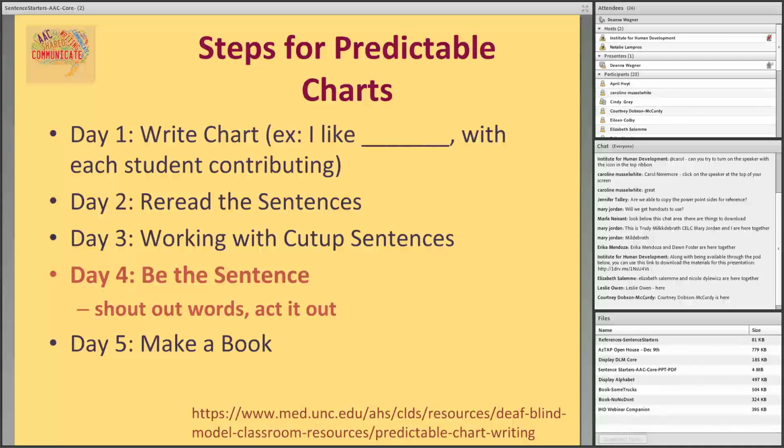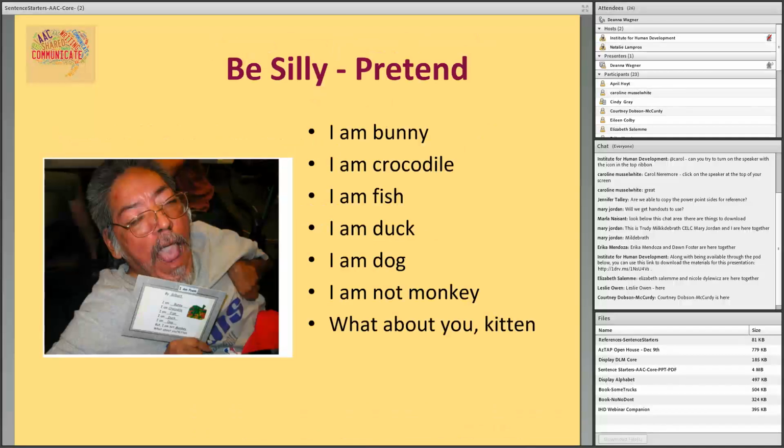Day 4 is be the sentence. So we want to figure out how to put the words back into the sentence, act them out. At this point, we can have students shout out some of their favorite words or act out some of the parts. We want to look at getting the sentences back in order in a way that we can see how to make them. So we have a couple of examples of AAC authors here.